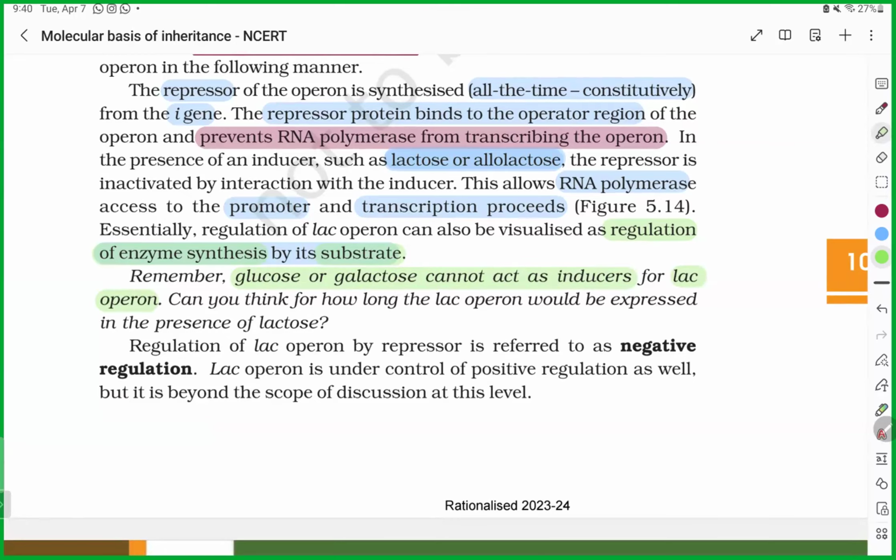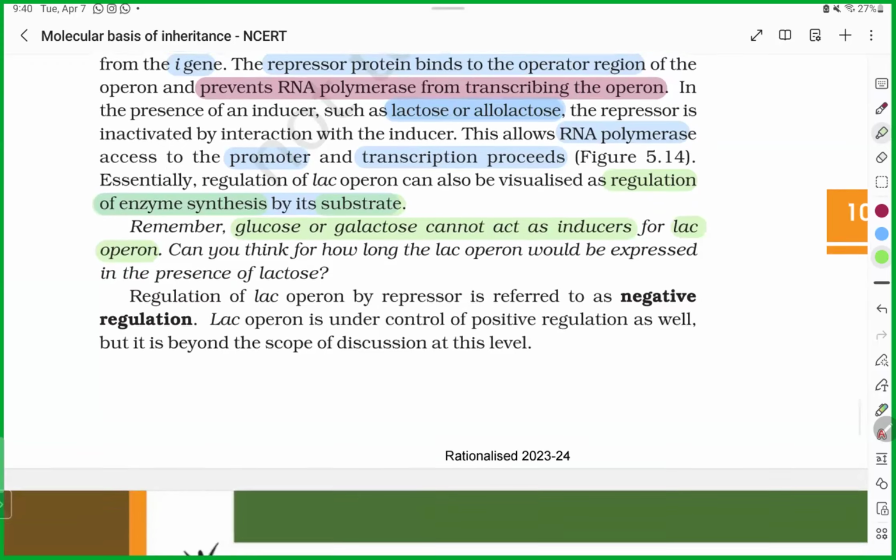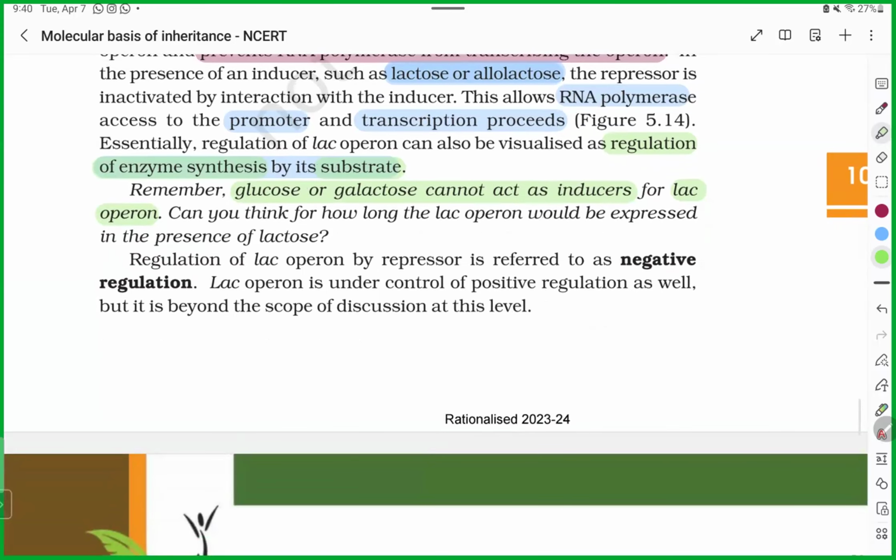How long would the lac operon express in the presence of lactose? In the presence of lactose it will of course express. The lac operon will work as long as lactose is present. This activity is regulated by the repressor, because the repressor all the time inhibits the activity. That's why this is a negative feedback mechanism, negative regulation. Correct? And there is positive regulation also, but we don't have it in our syllabus.